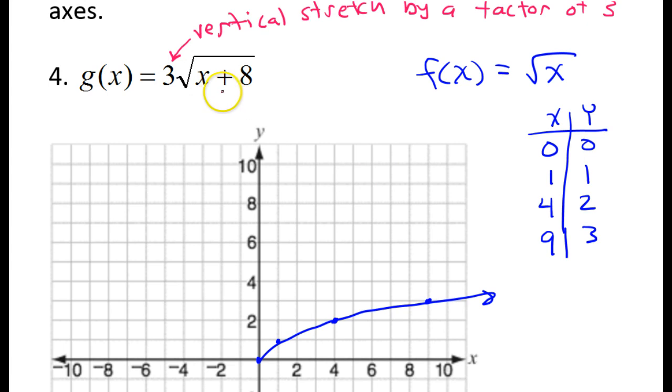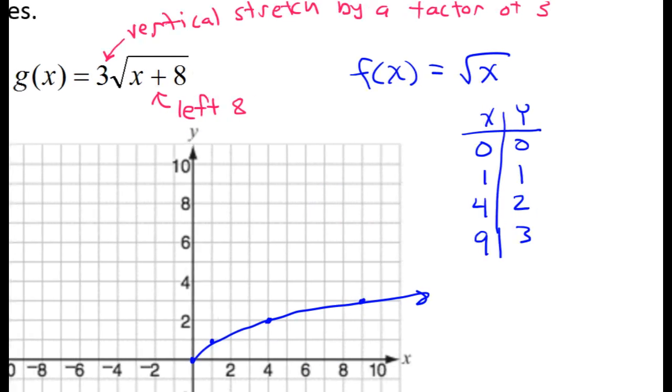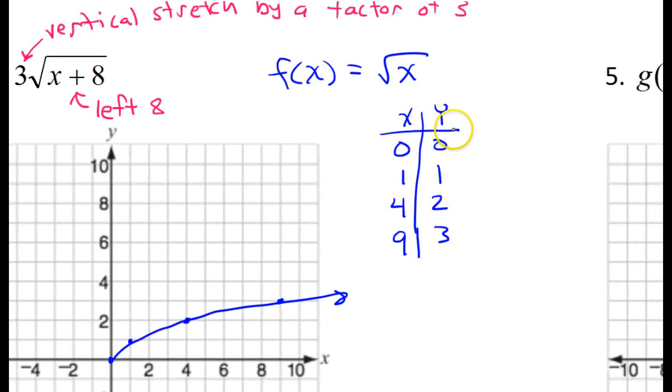And if we look at the horizontal, because of the plus 8 that's in here, this is going to be left 8. Okay, it's a translation or shift left 8. So we have a vertical change and we have a horizontal change. In terms of graphing this thing, that means we are going to need to change the y values because of the vertical stretch, and we're going to need new x values because of the left 8.